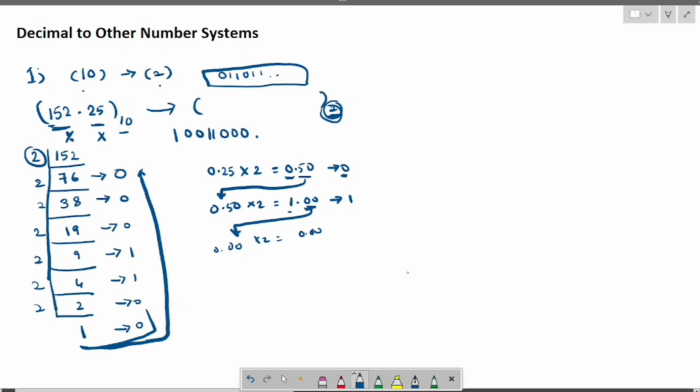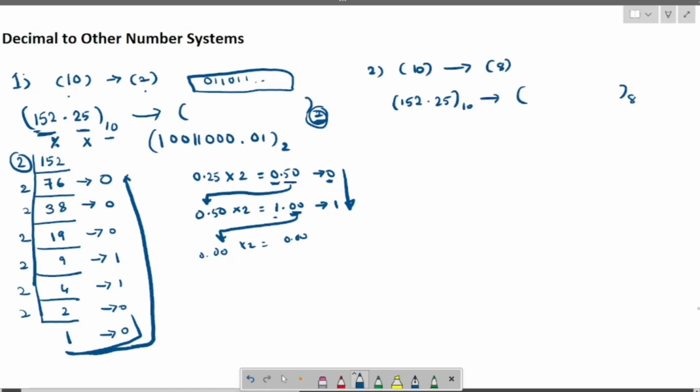So take these two values, 0 and 1, in this way. Okay, 0 and 1. This is how the conversion is, from decimal to binary. I hope you got the idea on this. Now let us do the same things for octal as well as hexadecimal.